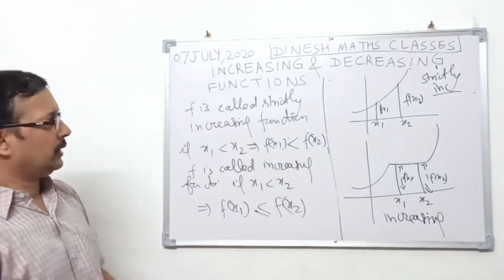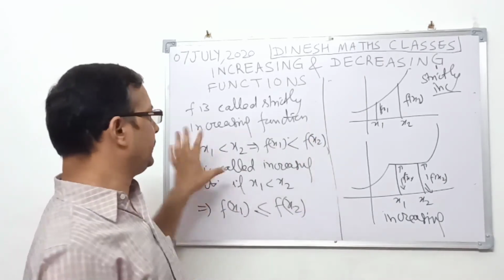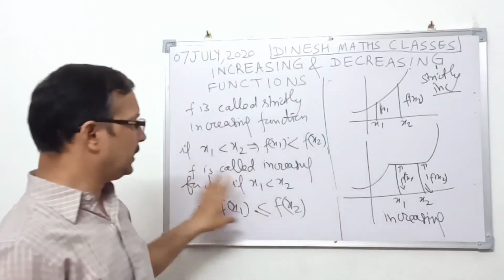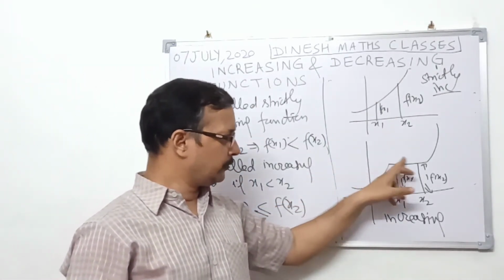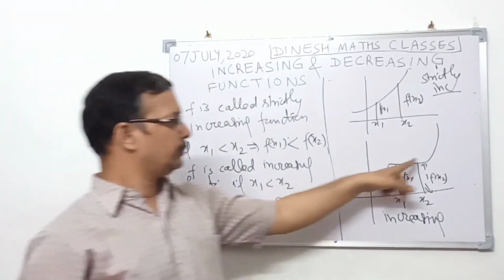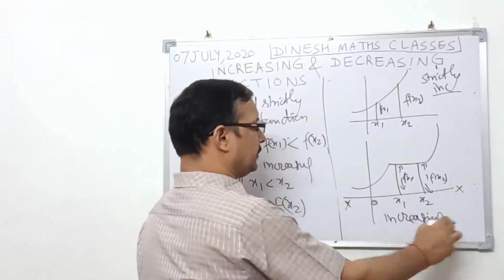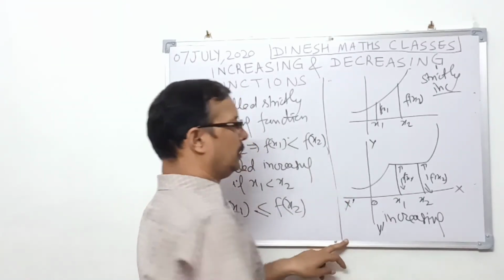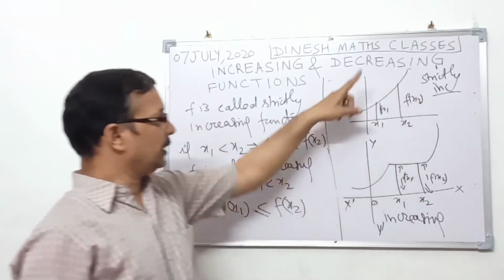The difference between strictly increasing and increasing must be clear to you, because if it is strictly increasing it is always increasing, and if it is only increasing, then it is increasing for some time, it may become constant for some time also, and then again increasing. So this portion which is parallel to the x-axis may be present when it is an increasing function. But when this type of portion is not present, then it is strictly increasing.